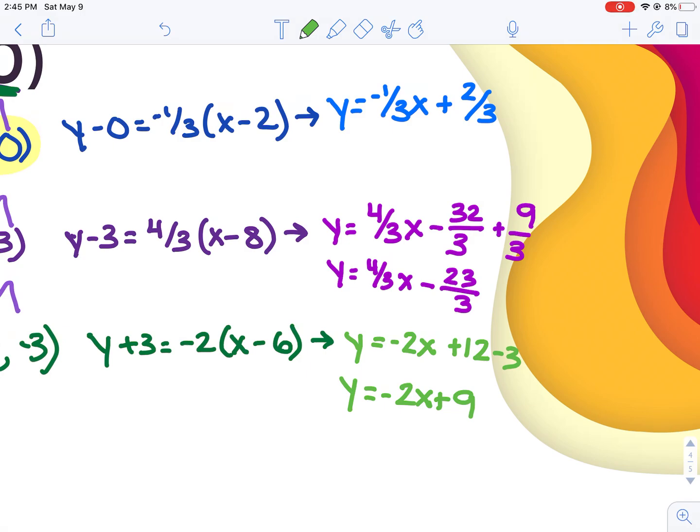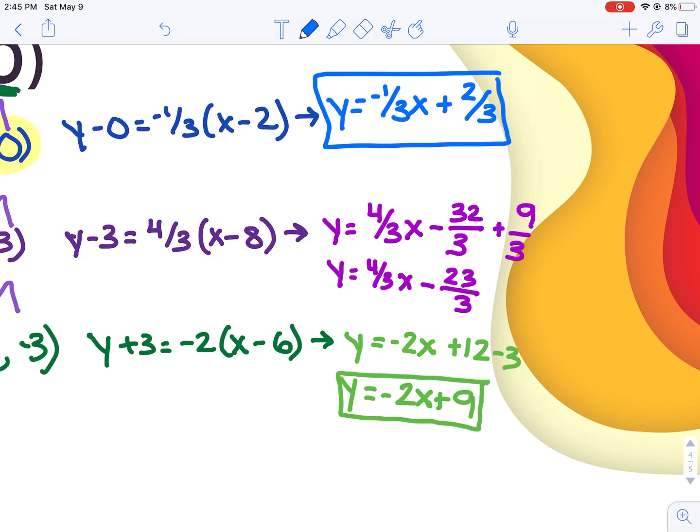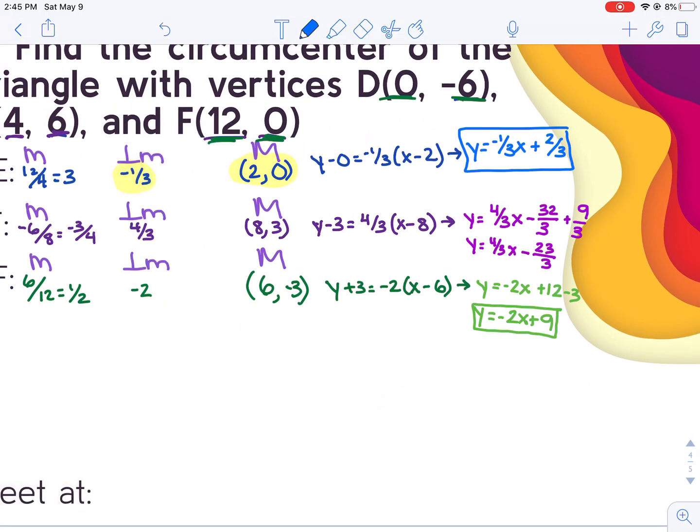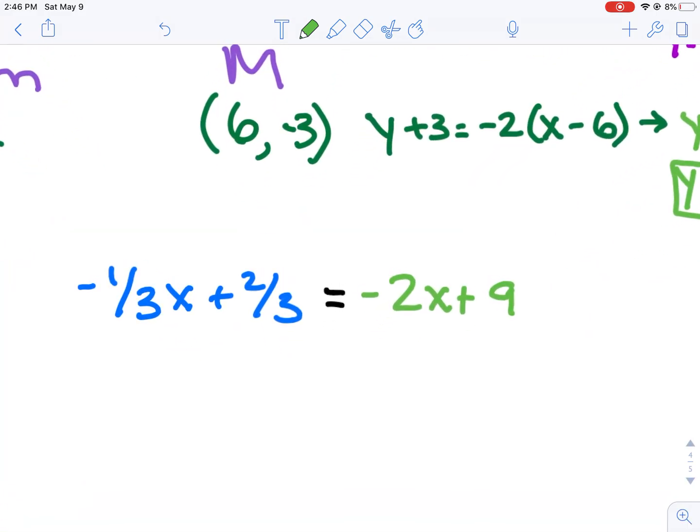I want to know where these 3 lines meet, but I don't need to use all 3 to do it. Okay, so I'm going to pick the 2 nicest ones and set those equal. And I think the green one's the nicest because it doesn't have any fractions. And I also like the blue ones because they're all proper fractions. It's not quite as scary. I want to know where y is the same in them, so I'm going to set negative 1/3 x plus 2/3 equal to negative 2x plus 9, because we're assuming y will be the same. I'm going to solve for x. Once I know that, I can plug it into one of them and solve for y.